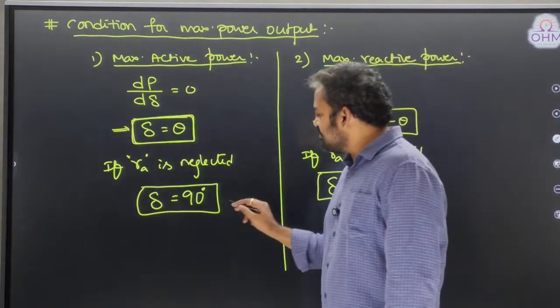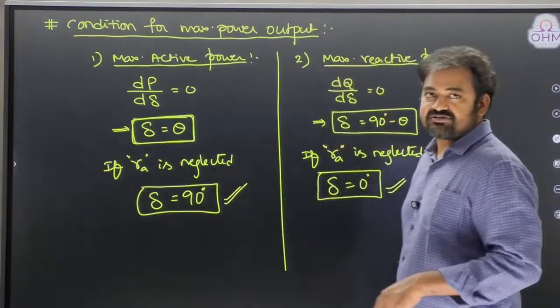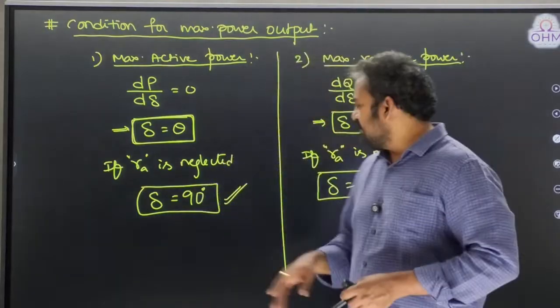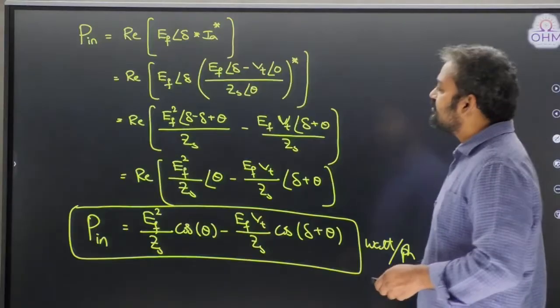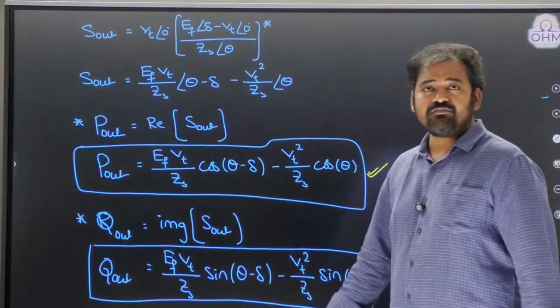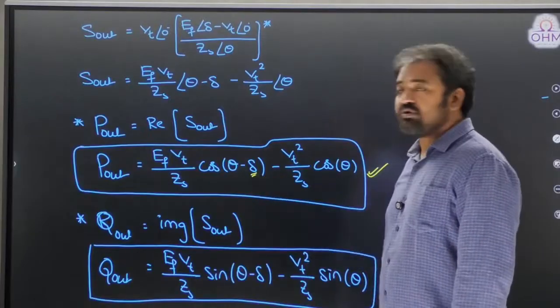Therefore, maximum reactive power can be generated if load angle is 0. Maximum active power can be generated when load angle is 90 degrees. These are the conditions. When you know the condition, to get the magnitude of those powers, replace these conditions in the respective equations. Suppose you look at the active power equation, yes, this is the active power equation. What is the condition for maximum active power? Delta must be equal to theta.